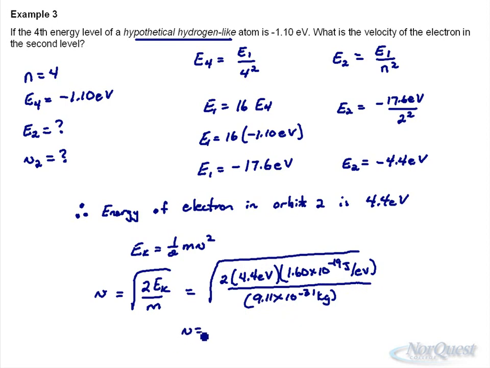The velocity, punch this in, 2 times 4.4 times 1.6 to the exponent negative 19 divided by 9.11 exponent negative 31. Square root that answer and you get 1.24 times 10 to the 6 meters per second.